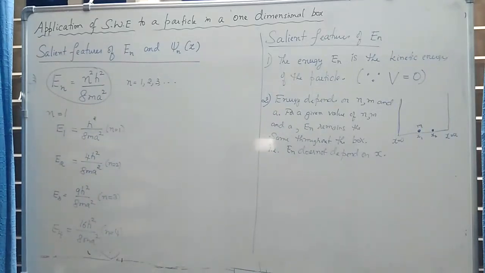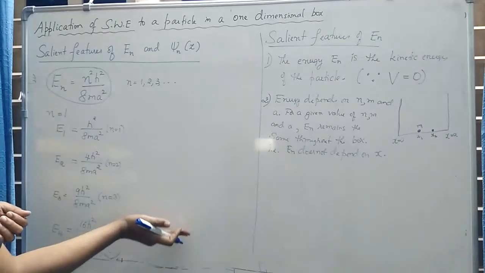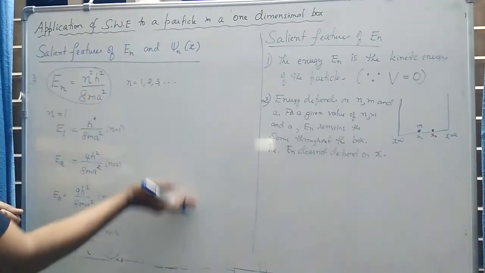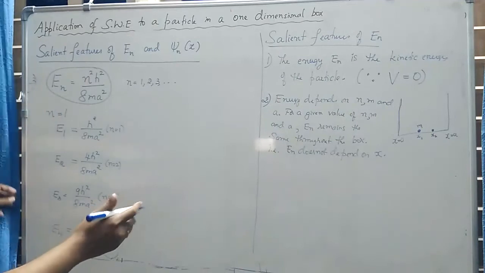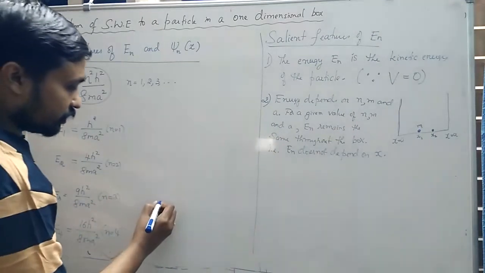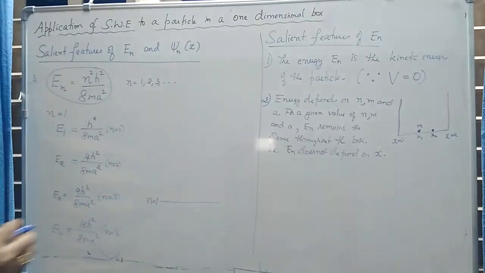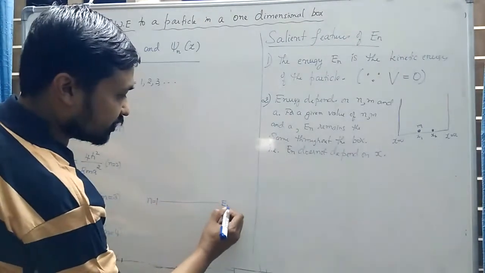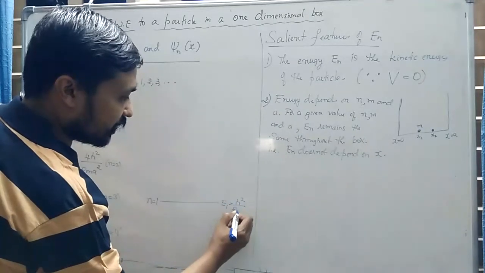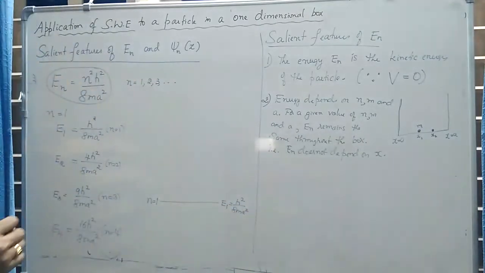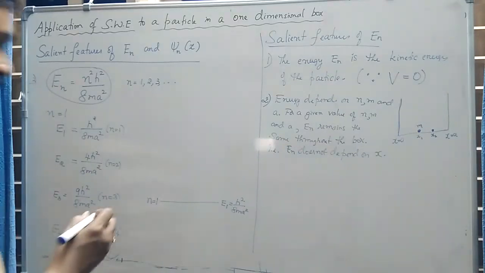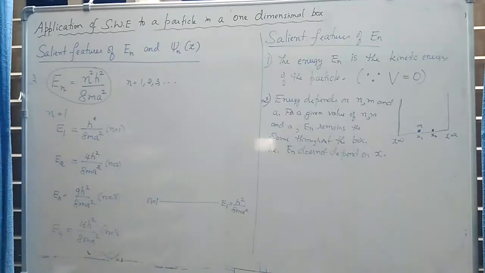Now what I will do is, I will arrange this energy in the increasing order. So as I increase the value of n, the energy of the particle also increases. So let me arrange them in the increasing order. So this corresponds to n is equal to 1. The energy is E1 is equal to h square divided by 8ma square. This represents the state of the system having the lowest energy. So this represents the ground state of the system.